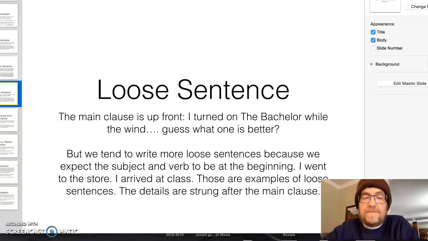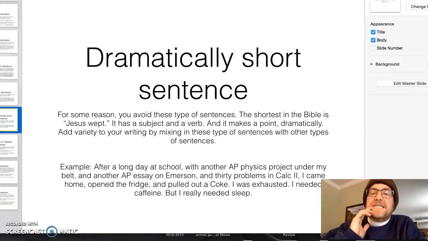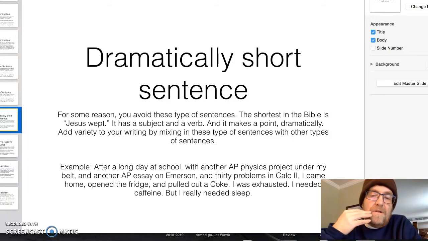The loose sentence. Fourth type, dramatically short sentence. You guys refuse to write these. It drives me crazy, but for some reason, you just avoid these types of sentences. The shortest verse in the Bible is Jesus wept. It has a subject and a verb, and it makes a point dramatically. You add variety to your writing by mixing up these sentences with other types of sentences. Here's an example.